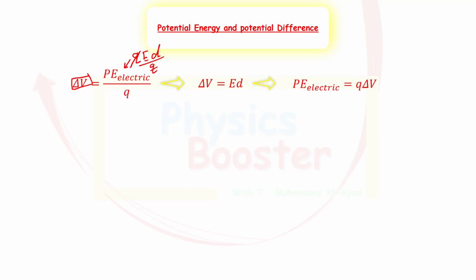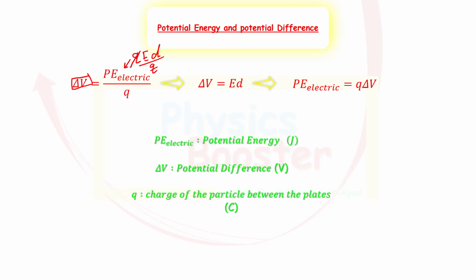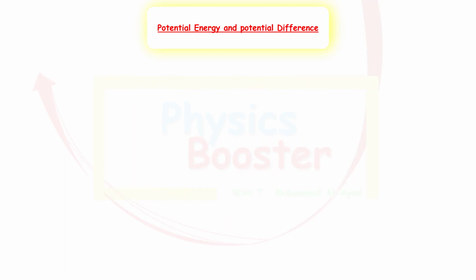So now we can find another equation to find the potential energy. Simply, the potential energy is equal to the charge multiplied by the potential difference. Just to memorize everything, we know that PE is the potential energy, the unit is joule, delta V is the potential difference, the unit is volt, and finally Q is the charge of the particle, and it has the unit of coulombs.